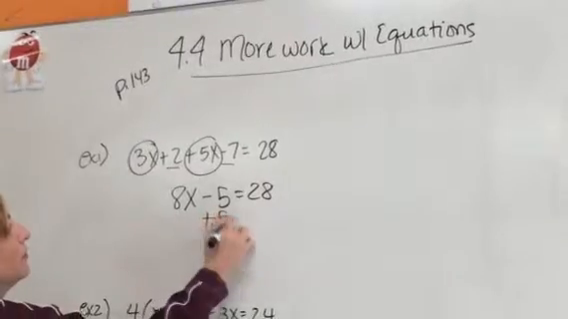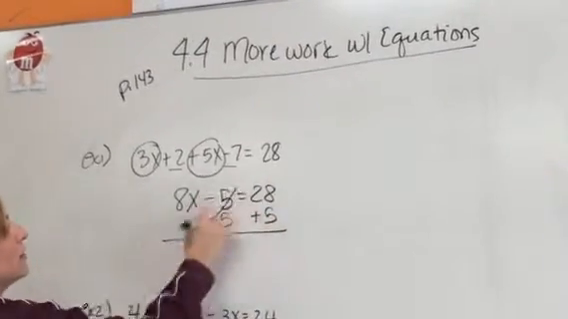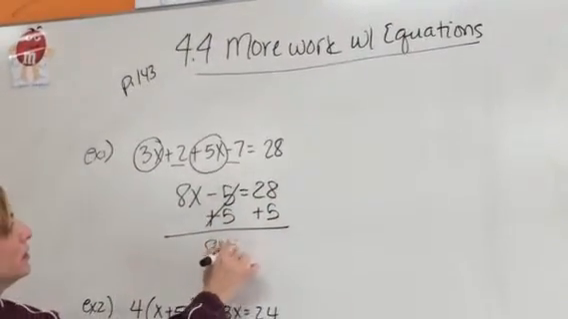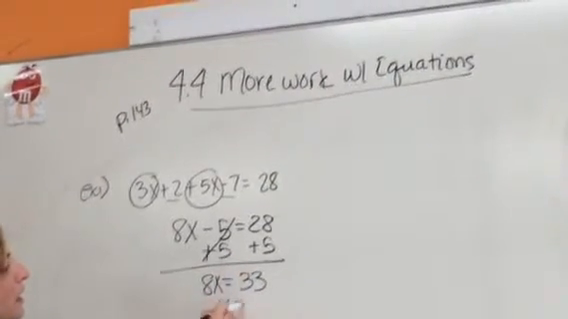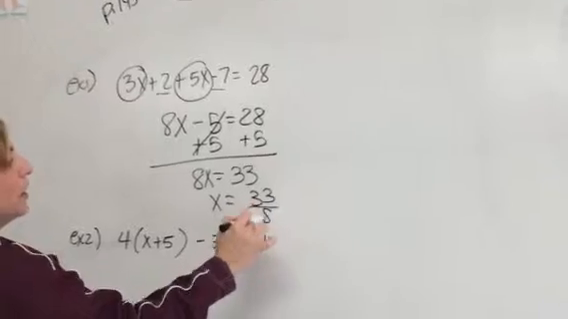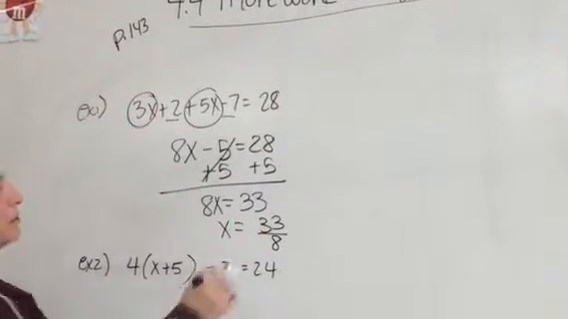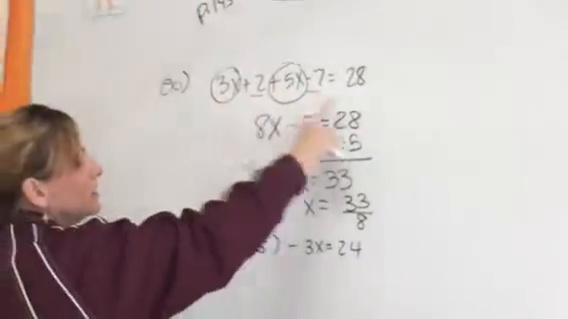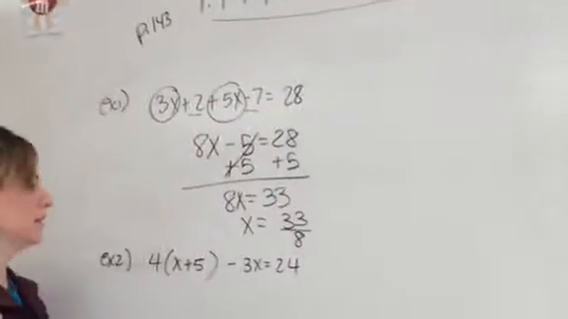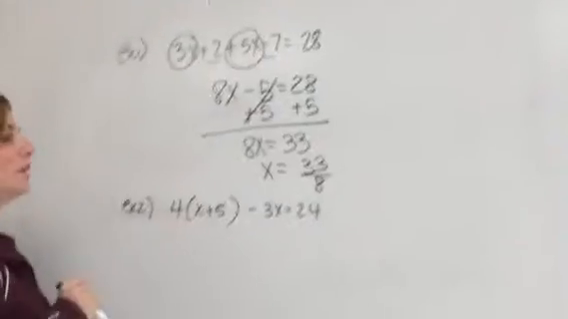Then do the inverse to get 8x equals 33, and then x equals 33 over 8. I'm not going to do the check right now, but if you took the 33 over 8 and plugged it in for x and did that out, you should get 28. Okay? All right.